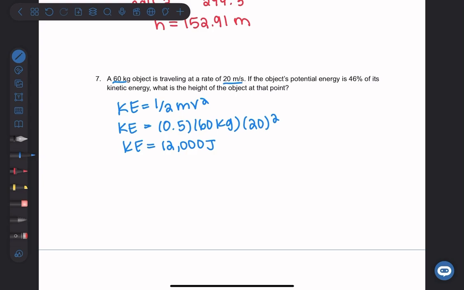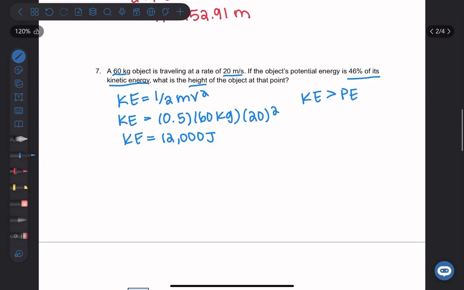And we're not done, because it says it wants the height. We can't find the height from kinetic energy, so we have to turn it into potential energy. It says if the object's potential energy is 46% of its kinetic energy, that means that kinetic energy is greater than potential energy. Okay, so that means this time we have to multiply by 0.46.